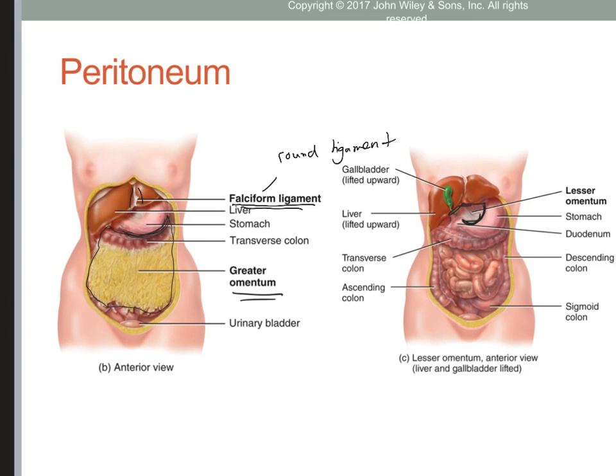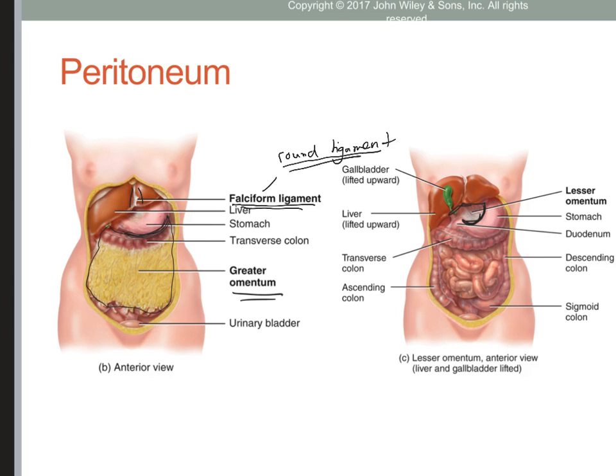Now, we talked about fetal shunts when we did the cardiovascular system. We talked about the fossa ovalis and the ligamentum arteriosum. Now we have another one here, and this is a remnant of the umbilical cord. We see that at birth, the umbilical vein is going to persist and be maintained as this round ligament.